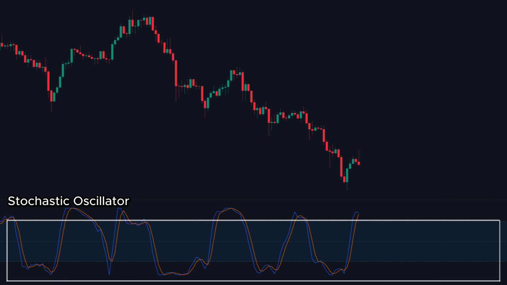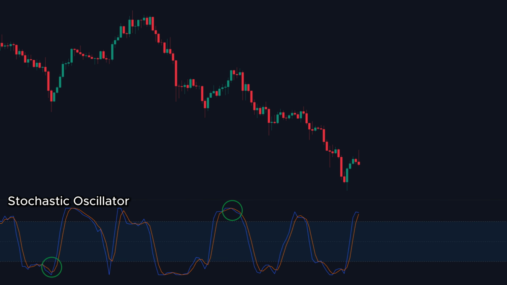Stochastic oscillator, similar to RSI, but with two lines. Crossovers between the %K and %D lines give extra signals. These indicators help you avoid entering at extremes and time reversals more precisely.